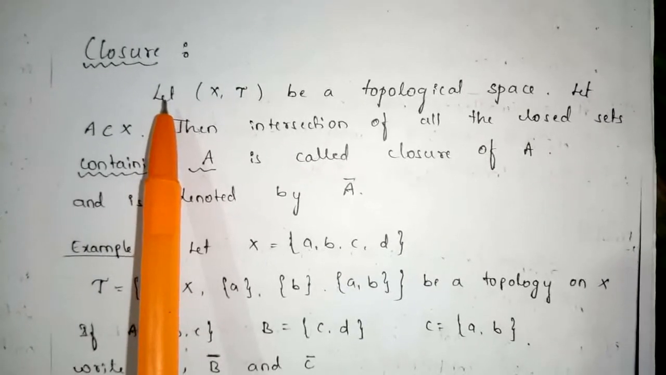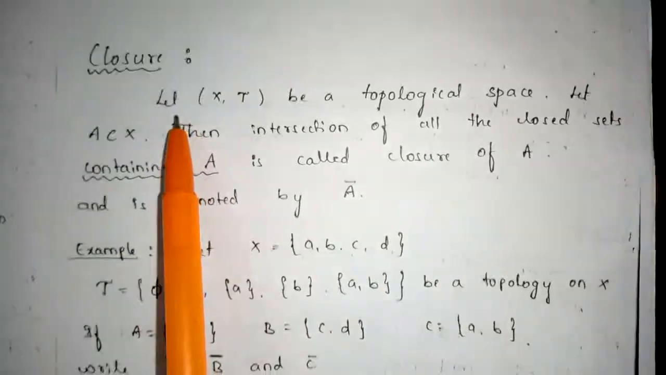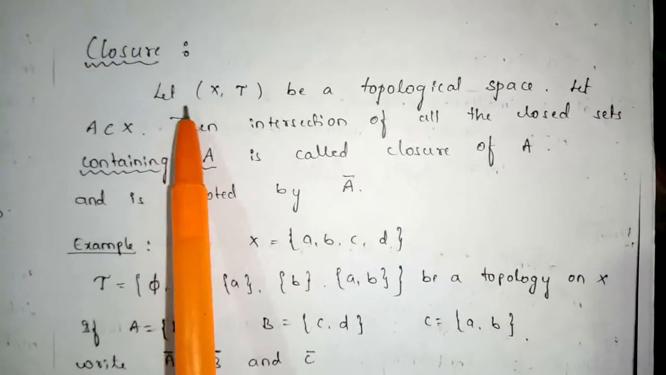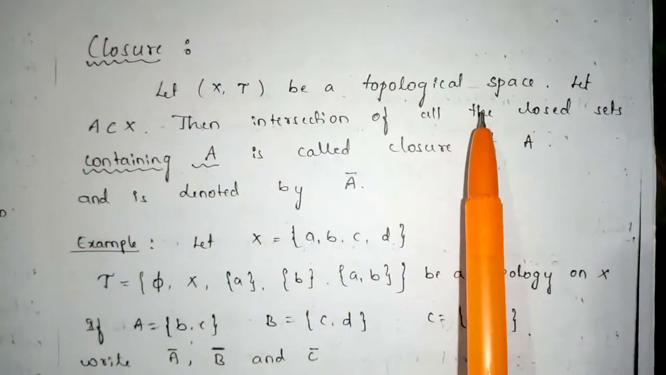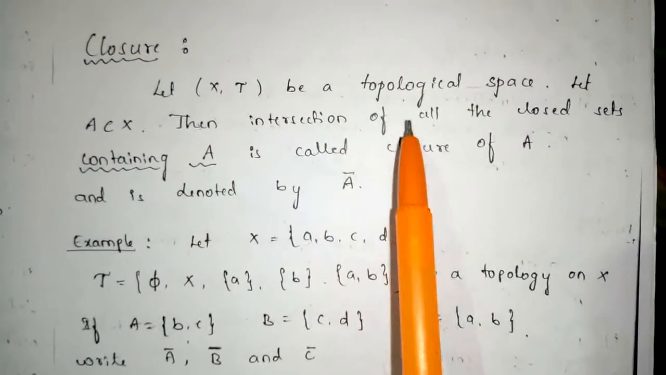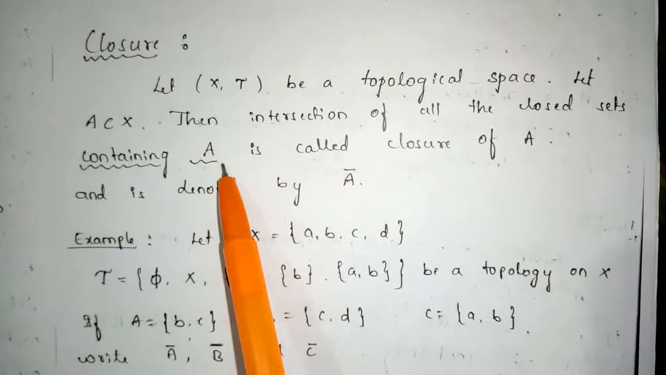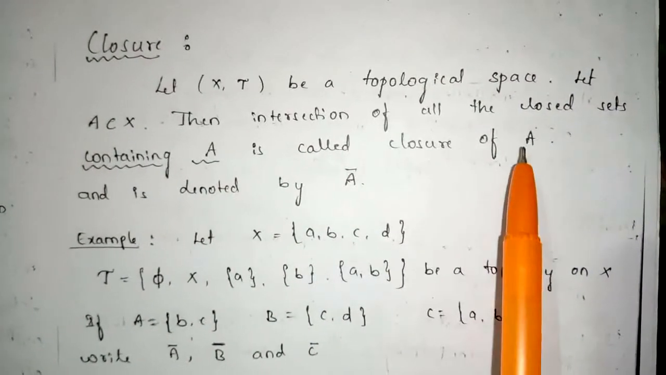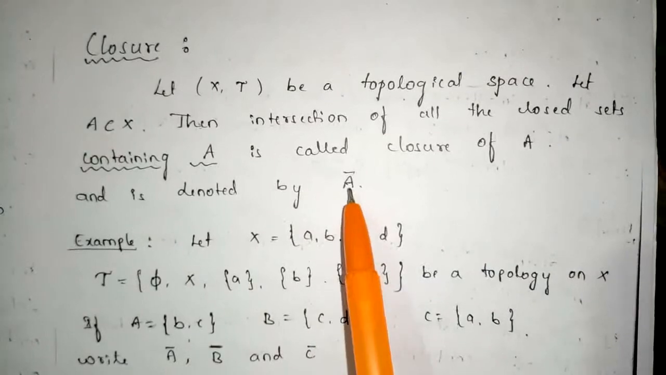What is the meaning of closure? First we define the closure of a set. Let (X, tau) be a topological space. A is a subset of X. Then the intersection of all the closed sets containing A is called the closure of A and is denoted by the symbol A bar.